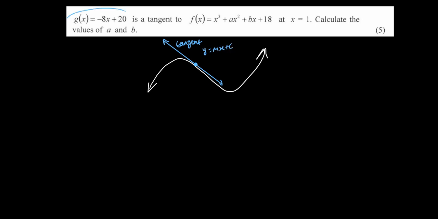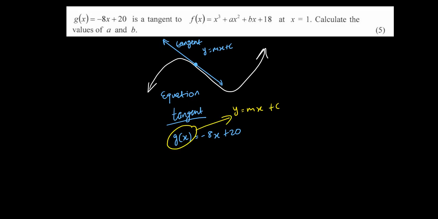Well, what do you know? They already gave me the equation of the tangent, right? Because they said g of x is a tangent. So that means the equation of this tangent is already, let me write here, tangent: g of x is equals to negative 8x plus 20. This is the equation of the tangent. You understand? Since it's the equation of a tangent, till now we know that a tangent is y is equals to mx plus c. Then what does this mean? This means g of x is your y. You can actually write this as y is equals to negative 8x plus 20.